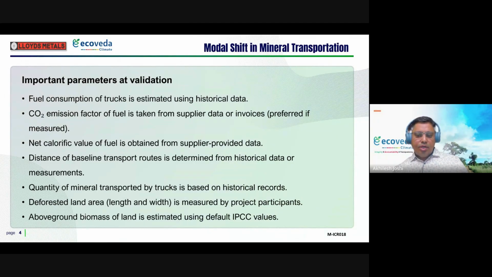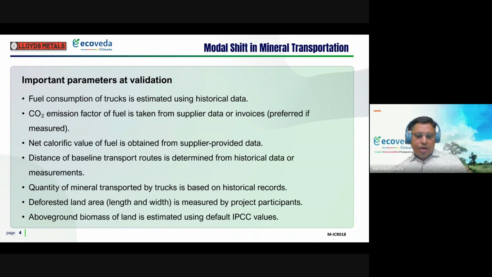The quantity of mineral transported by trucks is based on the historical record, and there are data. So it will be fixed ex ante at the time of validation. It will be a kind of cap. If in future the project proponent or project owner wishes to increase the capacity of the facility and transport more minerals, the baseline emission will be kept at the value which was fixed ex ante at the time of validation of the project.